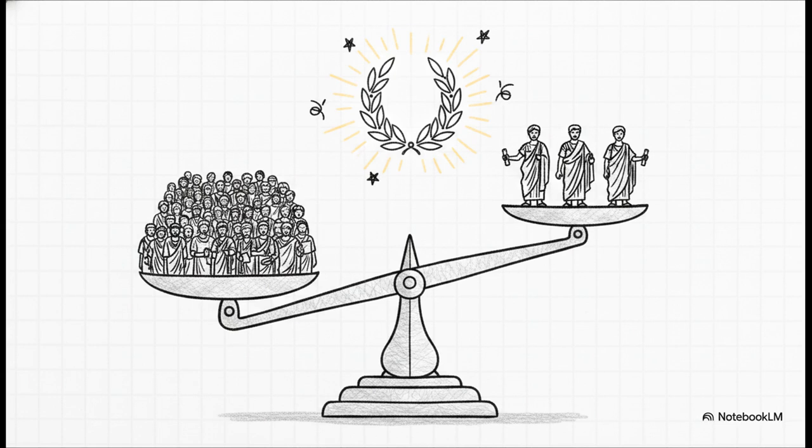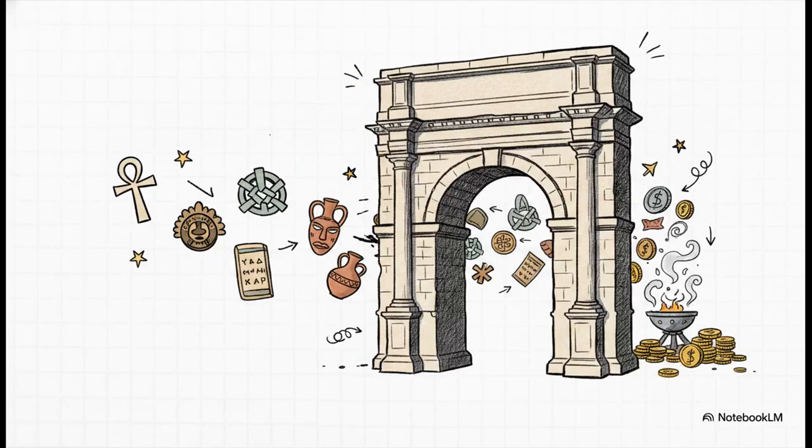And then the ultimate masterstroke. In 212 AD, the Constitutio Antoniana granted universal citizenship to all freeborn inhabitants. So the big takeaway here is Rome's pragmatic tolerance. They didn't just conquer you, they absorbed you.